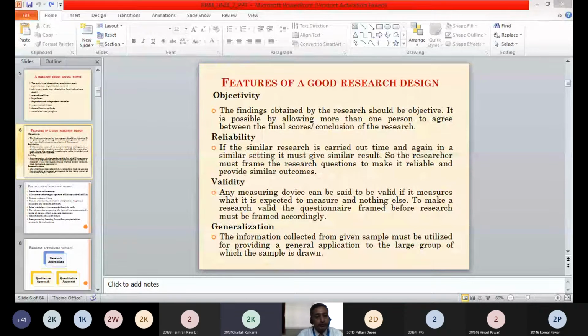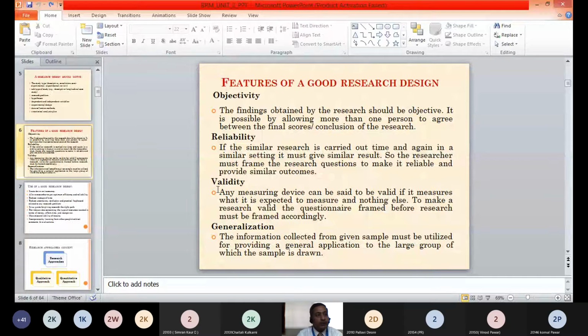Okay. So the research questionnaire or a particular research design should be valid. That means it should measure what it is expected to measure. If the questionnaire is framed to measure the attitude of a person, then it should measure the attitude of the person only, nothing other than that. If it is measuring that particular aspect which we are trying to measure, then we can say that it is valid.